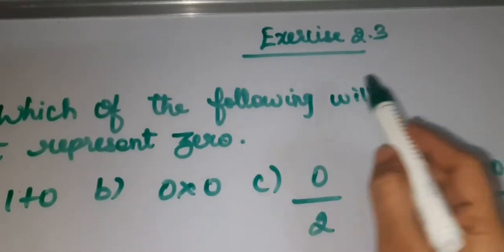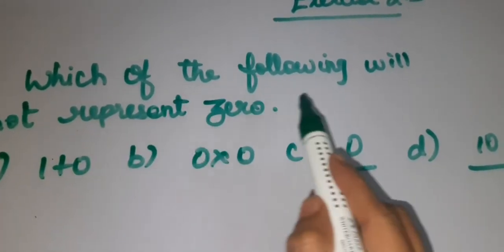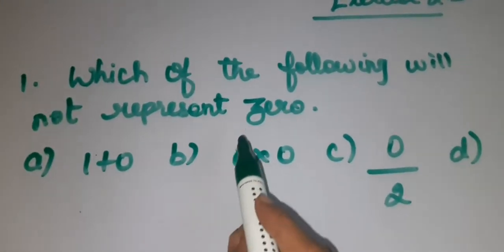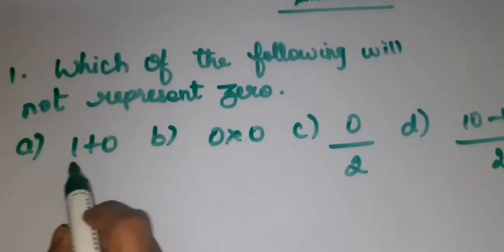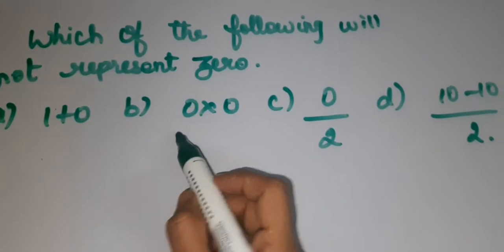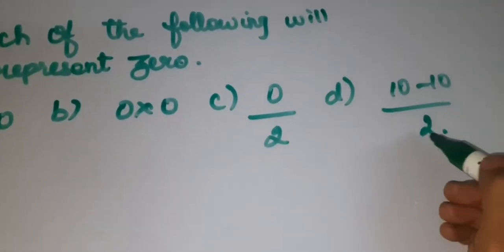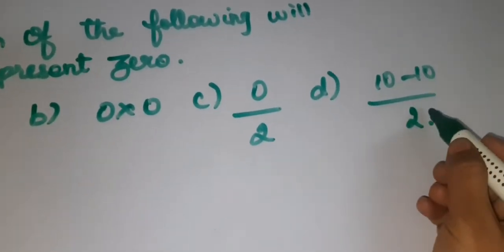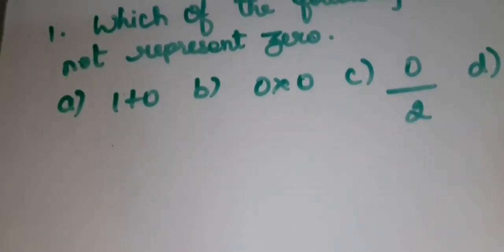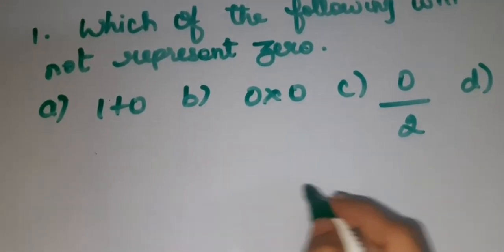Now, exercise 2.3. The first question: which of the following will not represent 0? Here they have given the options: A, 1 plus 0; B, 0 into 0; C, 0 divided by 2; and D, 10 minus 10 divided by 2. Now let's check which of the following will not represent 0.